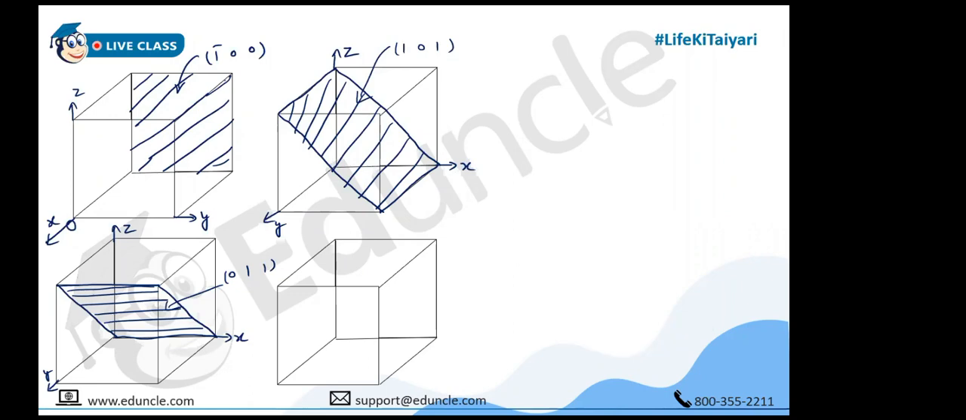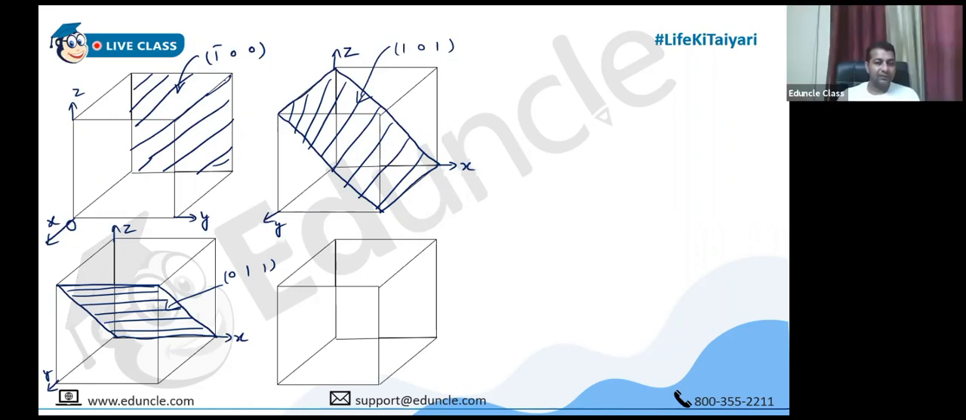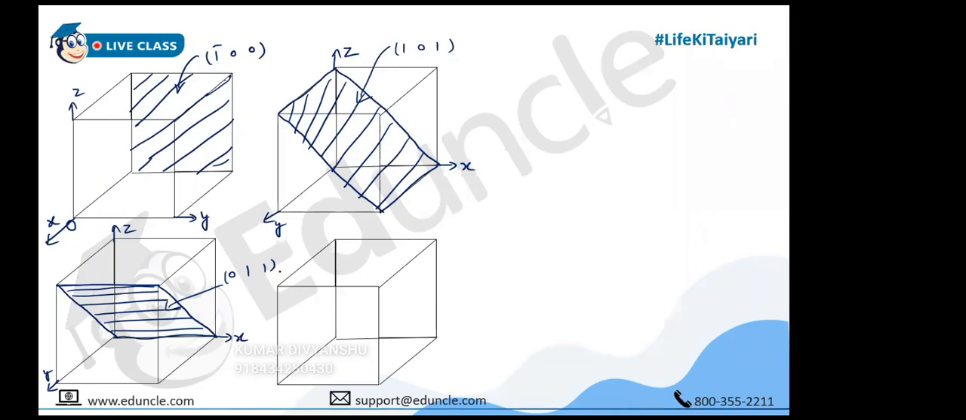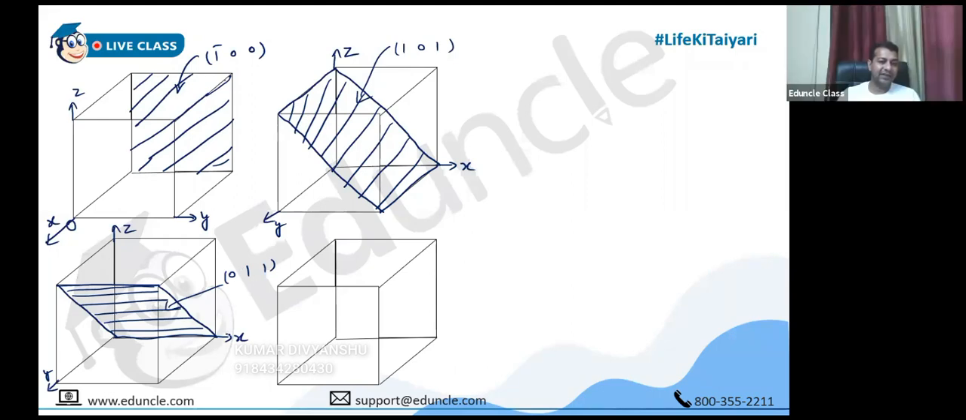Sir, can you please repeat the last one? 0 1 1. Yes, sir. So, just so I can visualize this, 0 1 1 means it is not cutting the x-axis but cutting the y and z axis. So you can see this plane, it is parallel to this line. It is only cutting this line, this is y axis, and it is also cutting this line, the top one. It is cutting the z axis over here, and it is cutting the z axis over here. It is not cutting the x axis. You can see the difference between this plane and this plane. You will get to know.